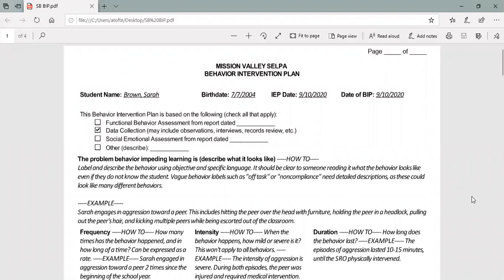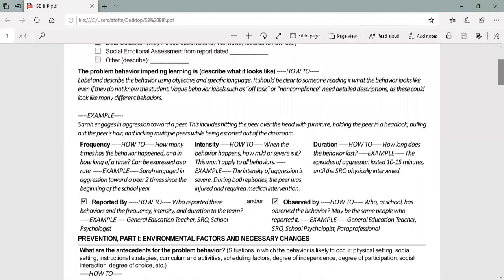The problem behavior impeding learning. So here you're going to label and describe the behavior that is impeding the student's access to FAPE. Remember to use objective and specific language. And the test there is, if somebody didn't know the student and they picked up this plan and they read your description of the behavior, would they have a pretty good idea of what the behavior looks like? So avoiding things like she gets angry, because who knows what that looked like? That could look like so many things. Or she's non-compliant. You can use words like non-compliant, but you just have to give a description of them if you use them. So our example here, Sarah engages in aggression, includes, and then we describe it. Because again, aggression is too vague, it could look like anything.